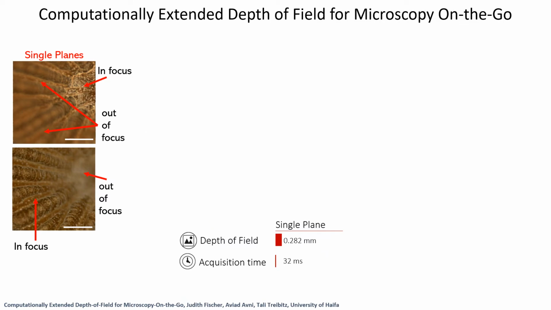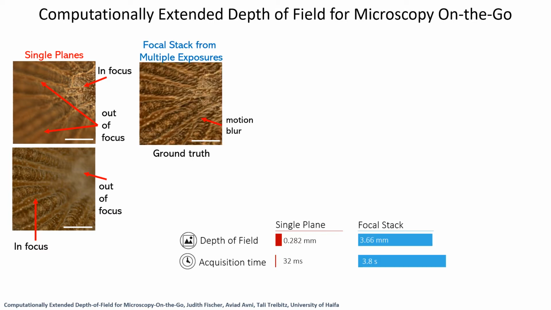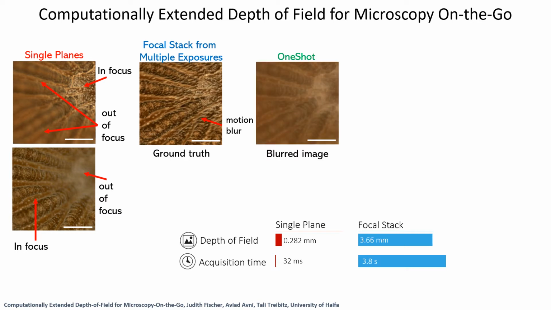It is possible to acquire a single plane image, but it will have a very shallow depth of field. Acquiring a focal stack will result in motion blur due to the long acquisition time. One-shot imaging, where the focal stack is scanned during a single exposure, was suggested as a way to shorten acquisition.